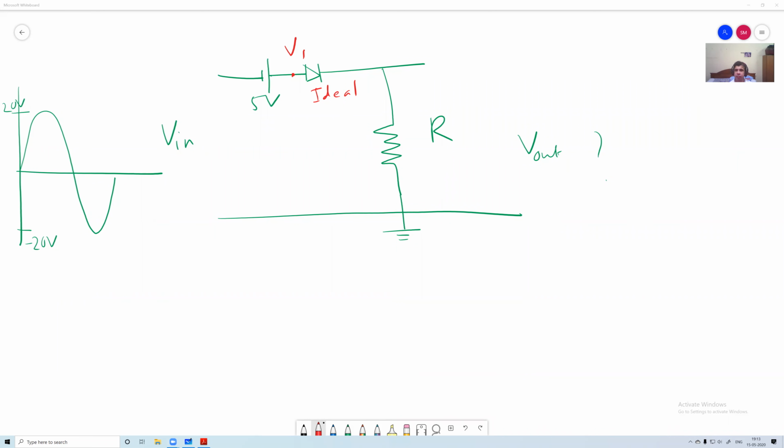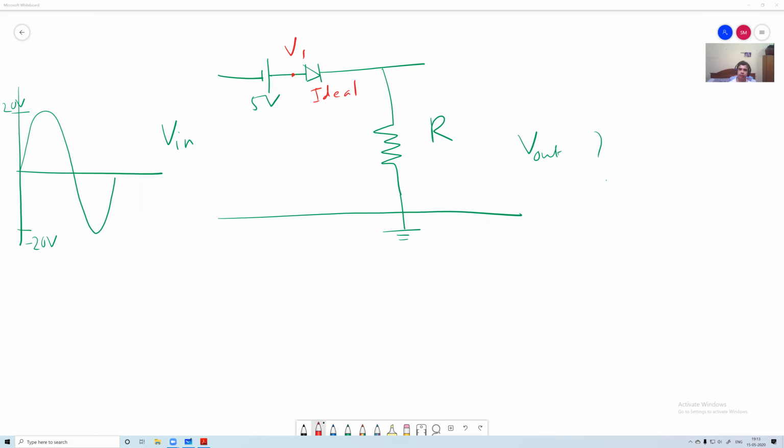More than 0.7 volt. Actually, Shubham, that would have been true if this were a silicon diode, but since this diode is ideal, any voltage greater than 0 volt is enough. Okay. So any voltage which is greater than 0 is enough to make the diode forward bias, right? And if the voltage V1 is less than 0, negative, then this diode is reverse bias. Right?